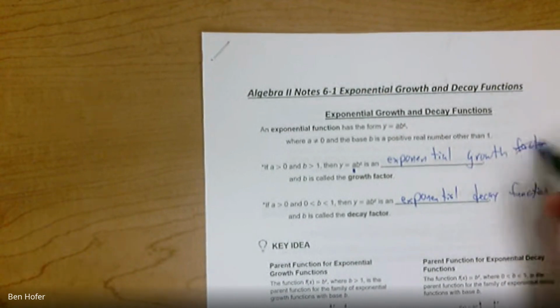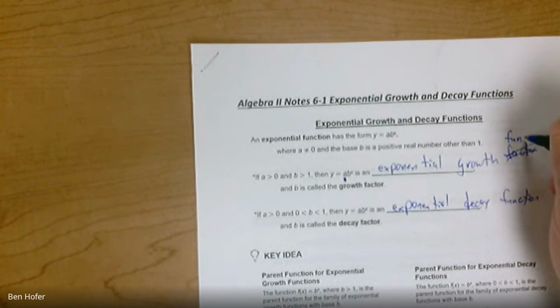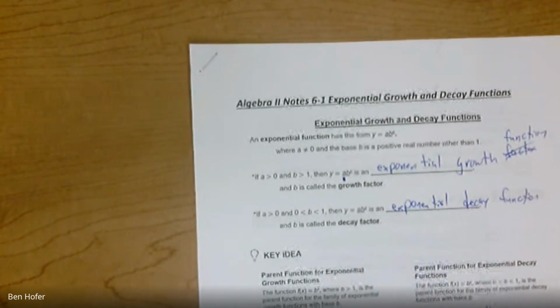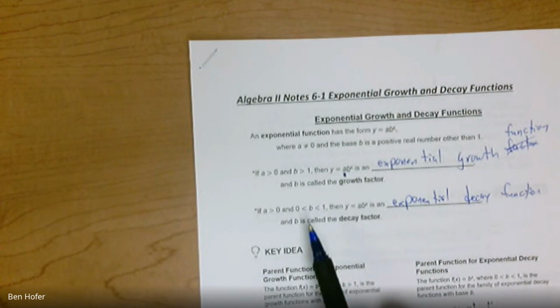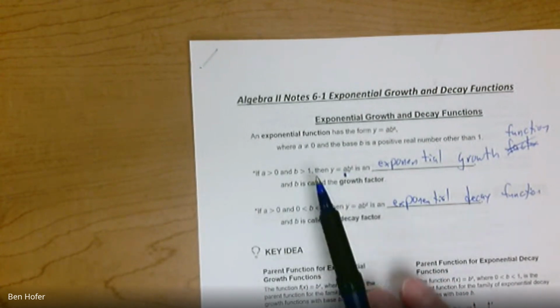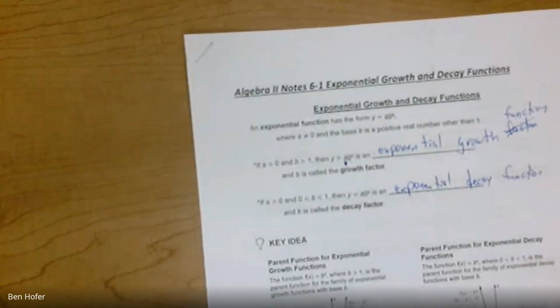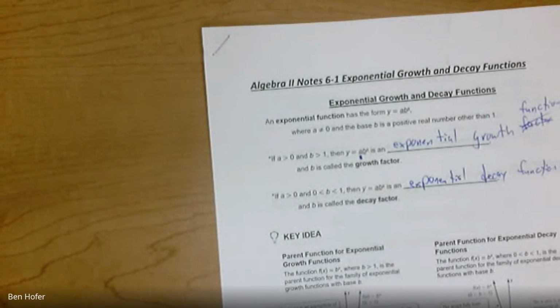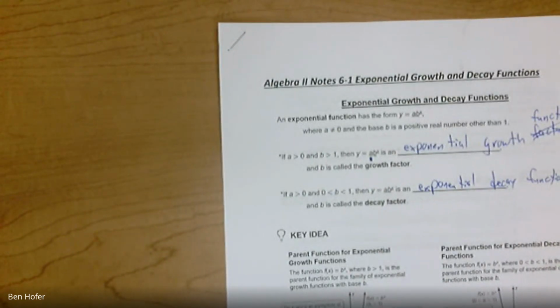And I misspoke here. This should be an exponential growth function up here in our first part of the note. So if we have a times b, we look at that b, and if b is between 0 and 1, it's decay. If b is greater than 1, then we have growth. Okay, so here we have a growth function. That means that our b value is greater than 1.